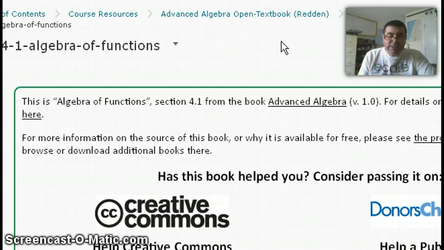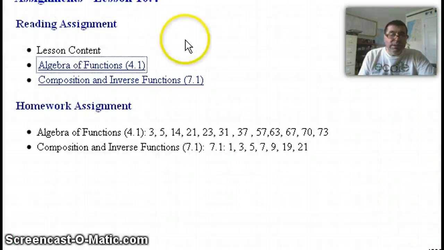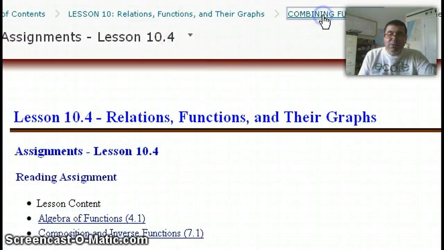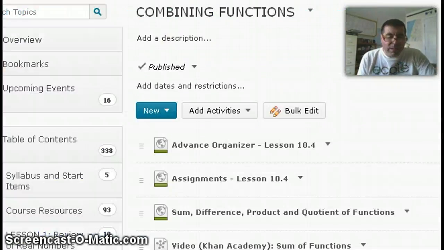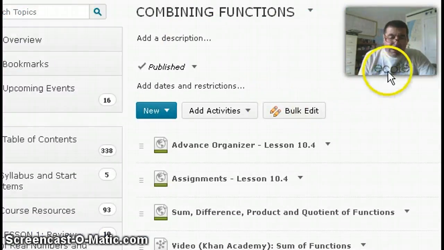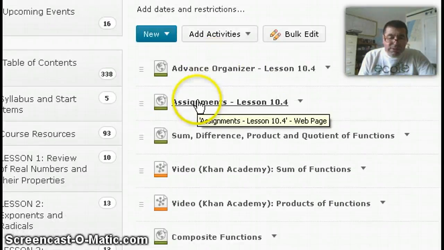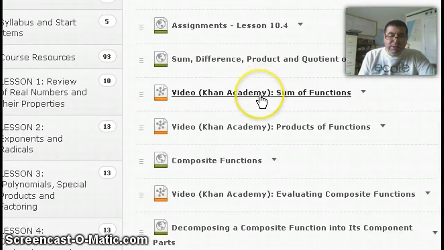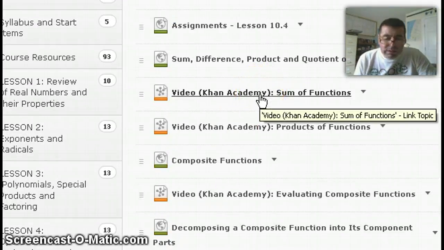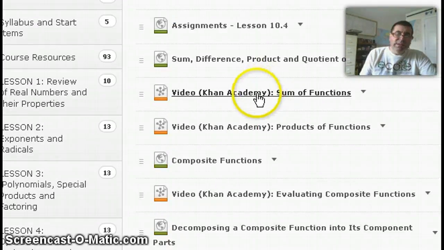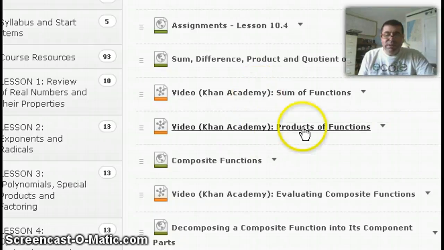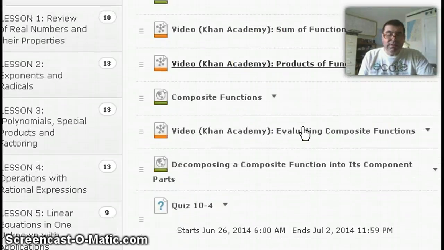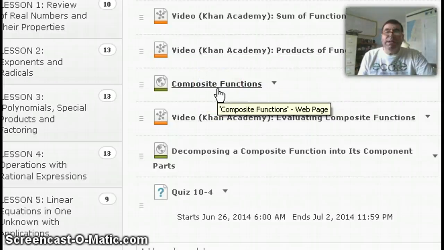Now, if you notice, when I'm trying to locate my position here in the task list, I have to go back to combining functions. That's a mistake I made before. All right, I'm looking here. There's the organizer. There's the assignments. This is a very good little short, to the point lesson on sum and difference. Here's our Khan guy, and he's got a good video on sum of two functions, a product of two functions, very easy to follow.